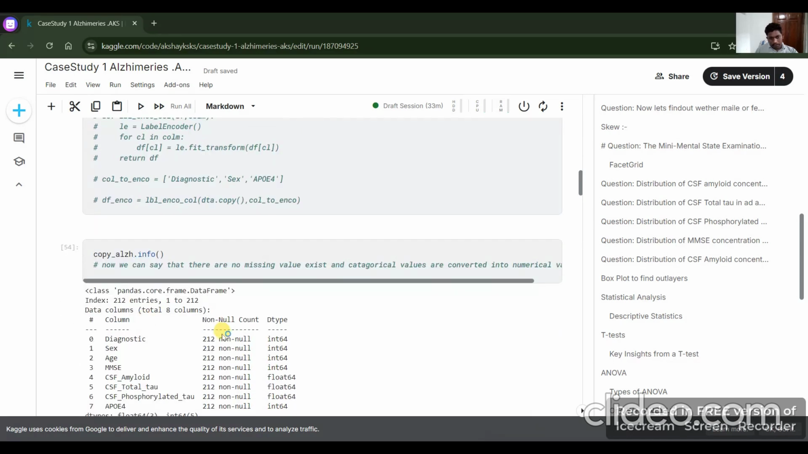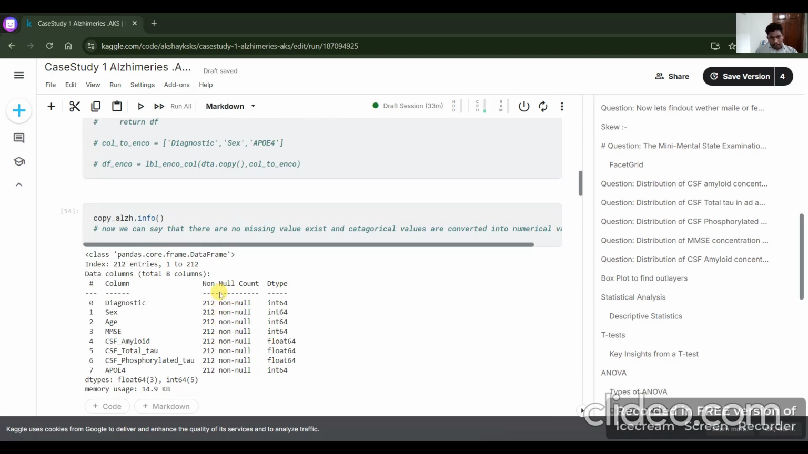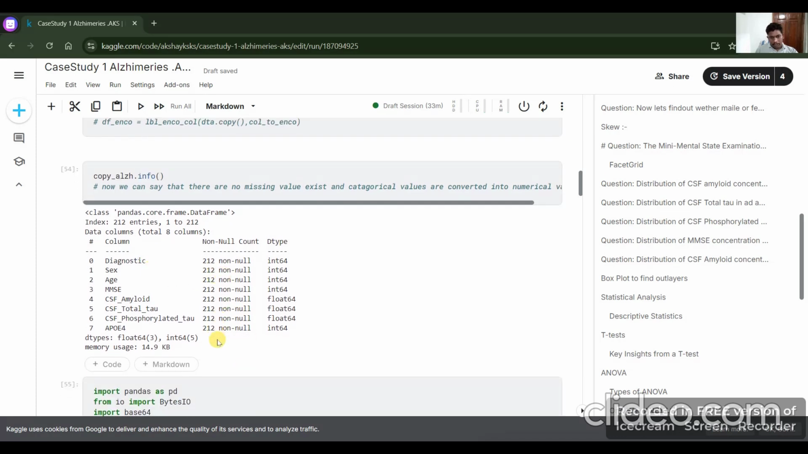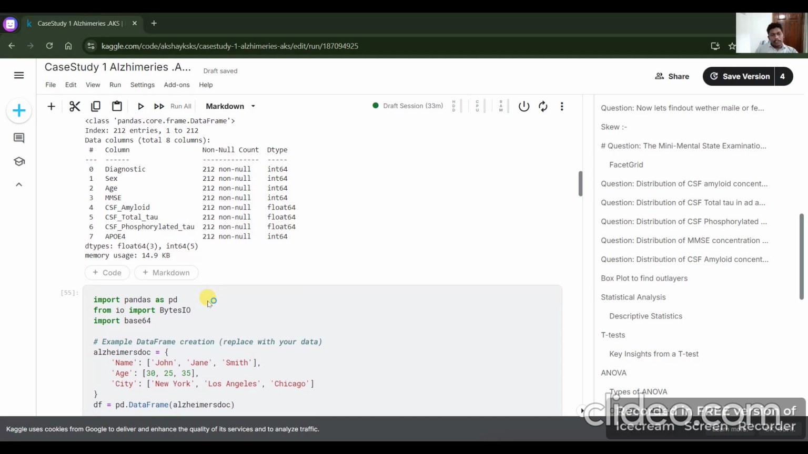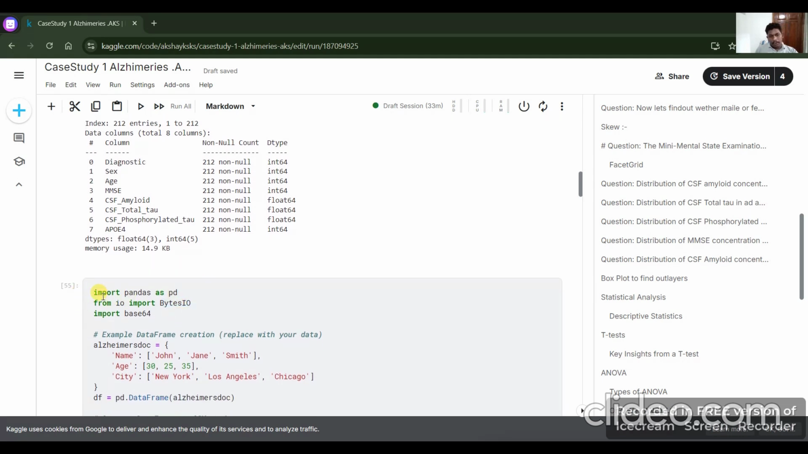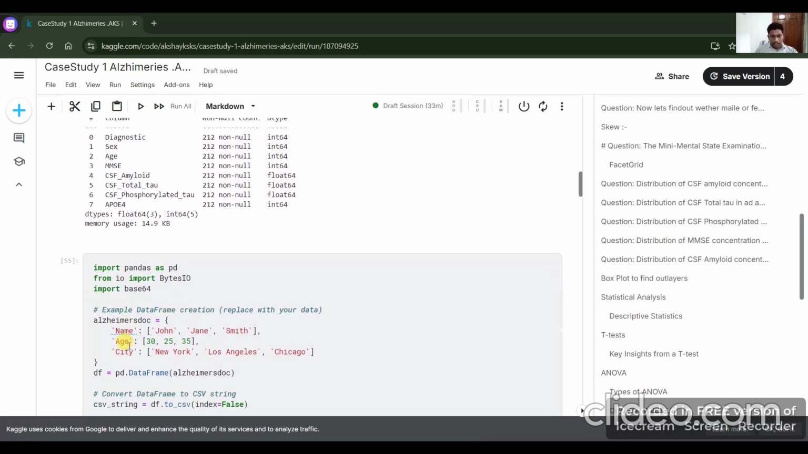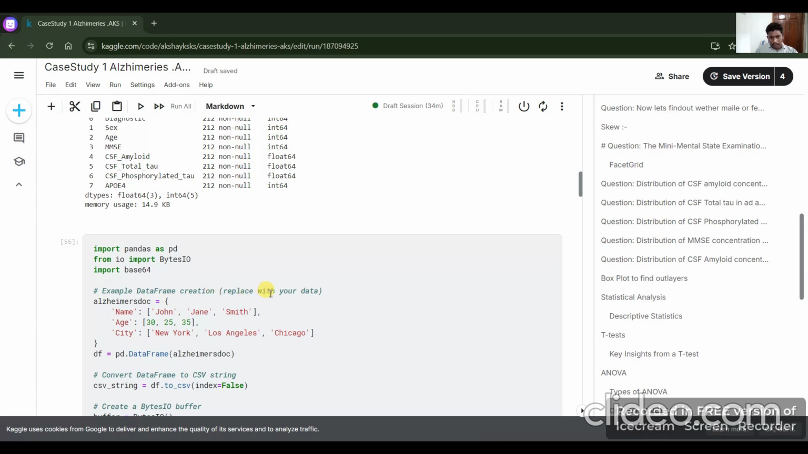Then we use .info, and we can see every type of null count. We can see integer, 212 and 212 for diagnostics, 212 for sex, age, amyloid, phosphorylated tau. Every non-null value is converted to 1, 2. After that, import pandas as pd and create the data frame.